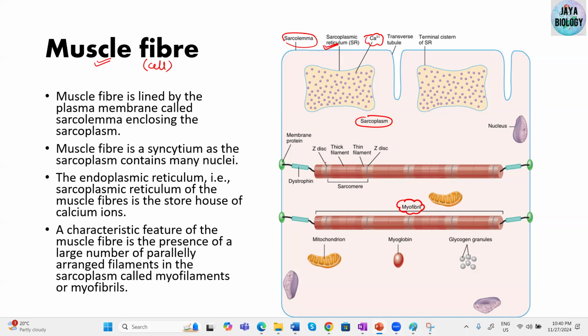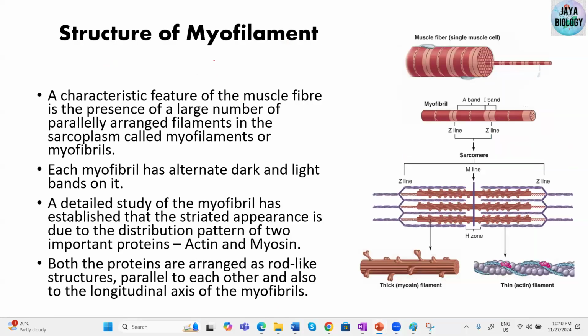Myofibrils have sarcomeres. Is it clear? So we are going to study sarcomere in detail. So the muscle cell is clear, beta? Now let us see myofilament. We discussed that inside the muscle cells, you will find a large number of myofilaments, also known as myofibrils, and they have alternate dark and light bands on them.